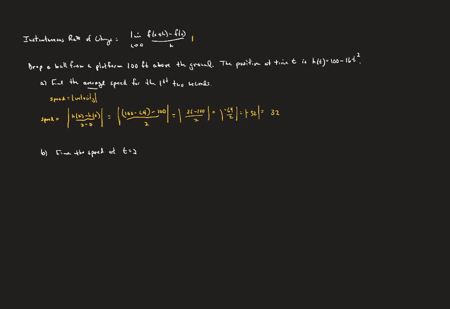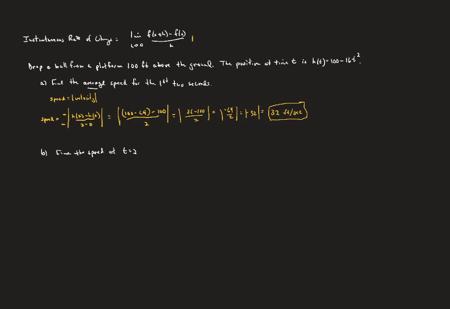Now the units on that are going to be this change in height over the change in time. And so for us, that's going to be in feet per second. So the units on an average rate of change are going to be feet per second, or distance per time.